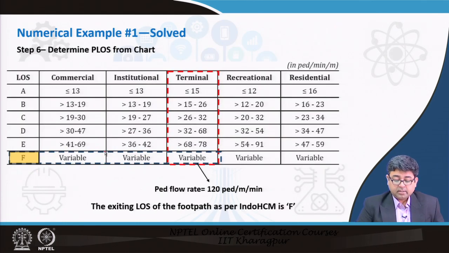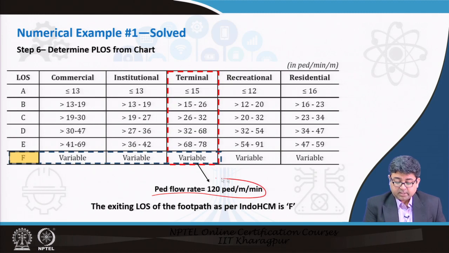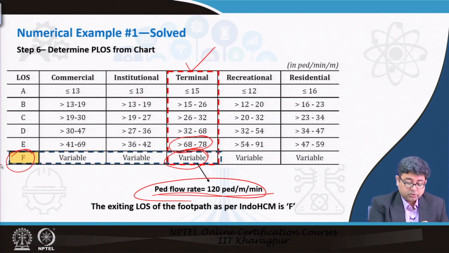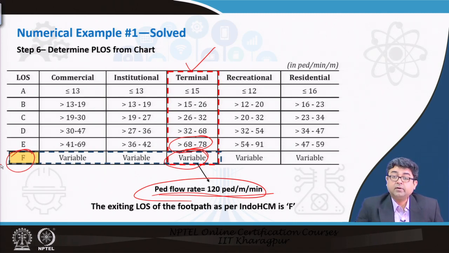Now that you know the pedestrian flow rate is 120 pedestrians per meter per minute, and it is a terminal land use. For terminal land use, anything that is not even between 68 to 78, that means it falls in the category of F. Anything greater than 78 is a variable pedestrian flow rate. So, you see that your sidewalk currently is at level of service F.